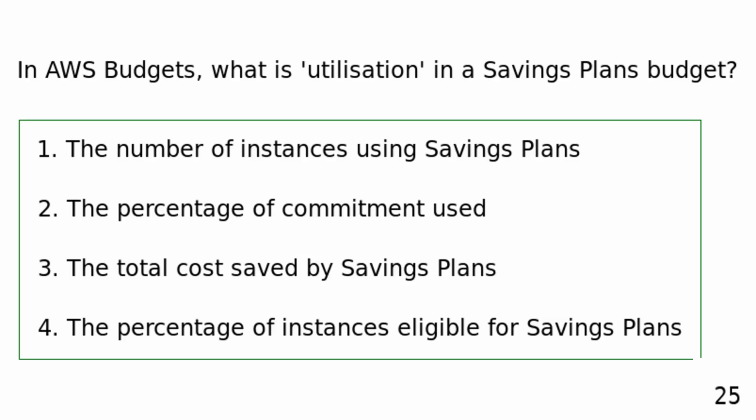In AWS Budgets, what is a utilization in a savings plan's budget? The number of instances using savings plans. The percentage of commitment used. The total cost saved by savings plans. The percentage of instances eligible for savings plans.